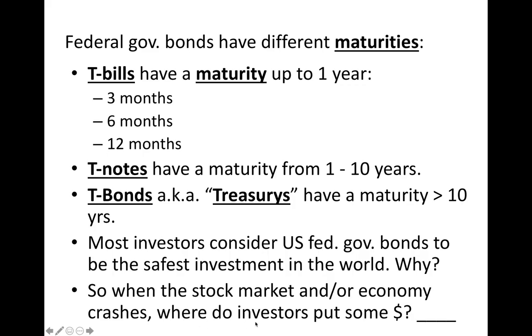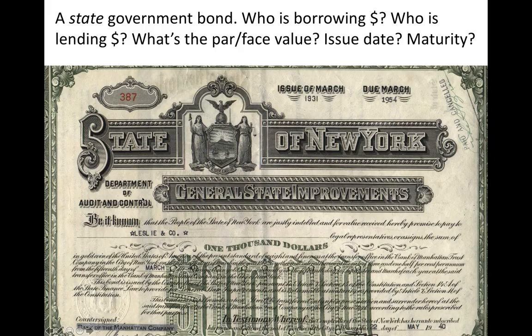So when the stock market or the economy crashes, where do investors put some of their money? They've got this cash or they want to move money to a safe place. They buy U.S. federal government bonds, T-bills, T-notes, or T-bonds.